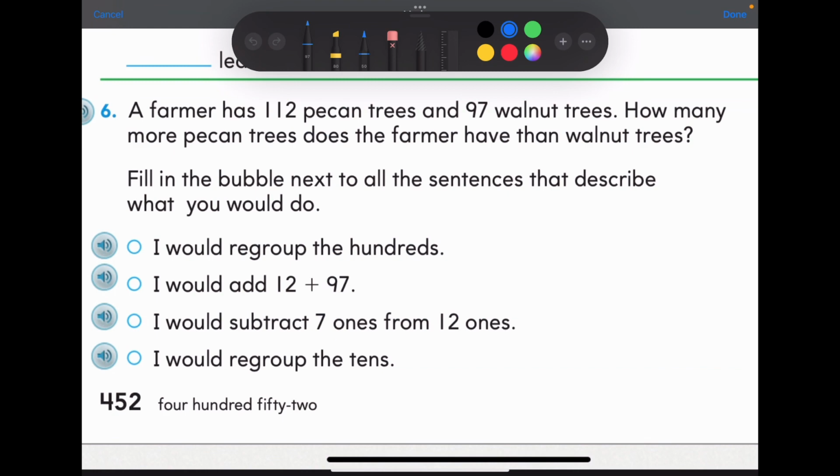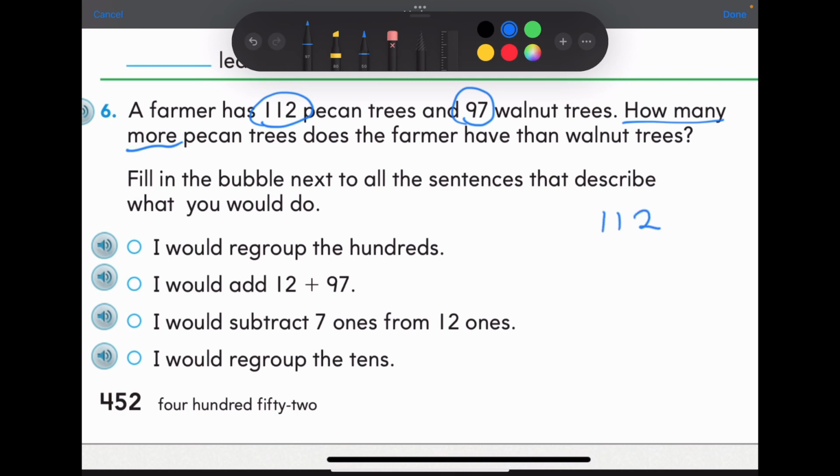Looking at number 6, a farmer has 112 pecan trees and 97 walnut trees. How many more pecan trees does a farmer have than walnut trees? So how many more usually suggests subtraction? It's just that wording. So it says, fill in the bubble next to all the sentences that describe what you would do. Well, first, I would solve this.